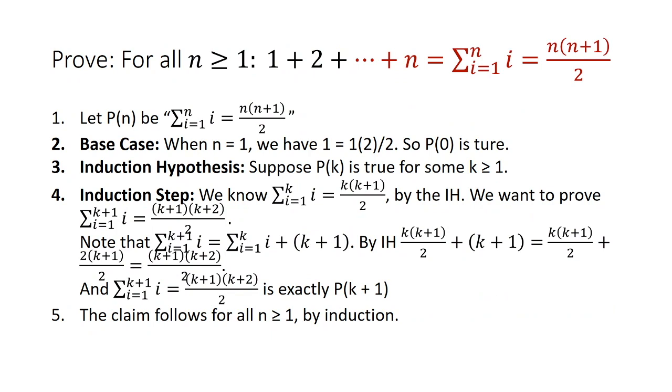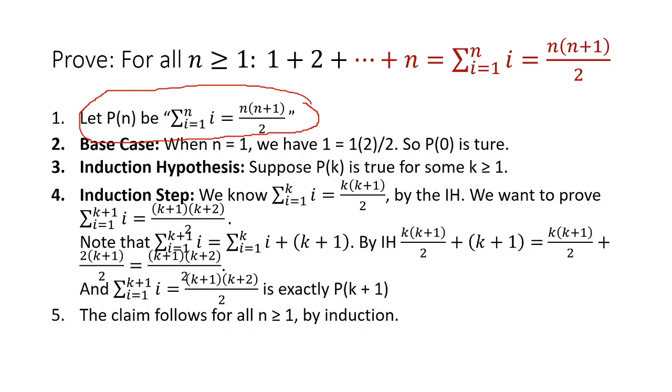Okay, we have another example here. For n greater than or equal to 1, the sum of the whole numbers less than or equal to n is the same as n multiplied by n plus 1, divided by 2. So we can rewrite this as P of n.